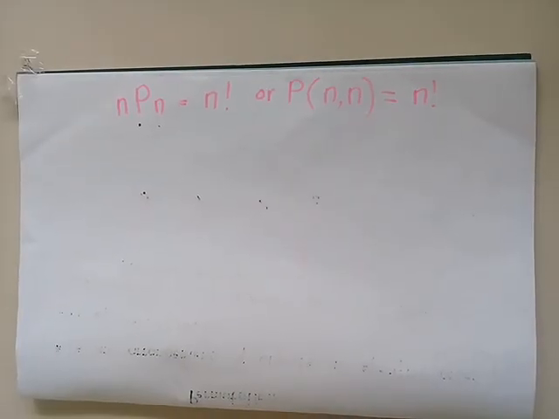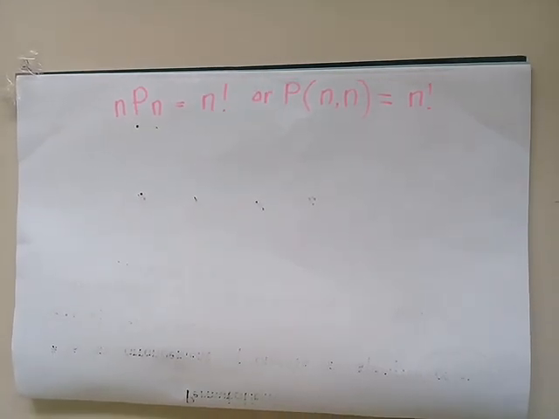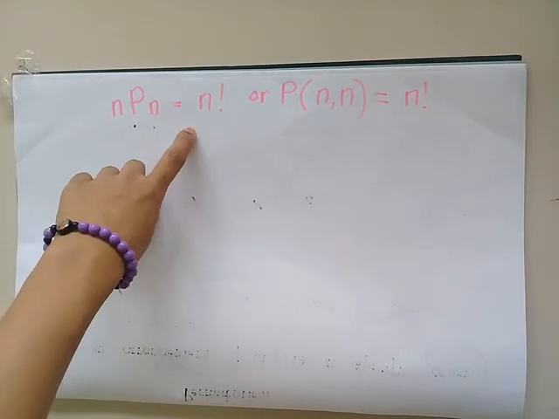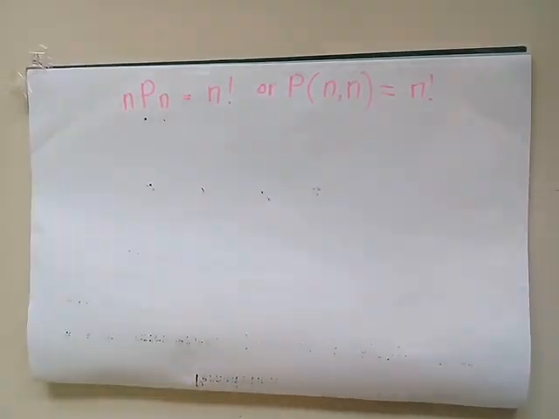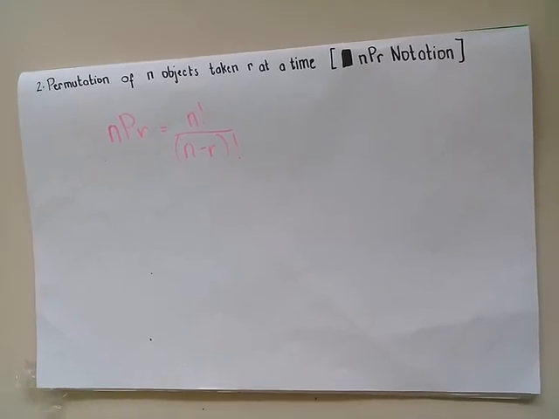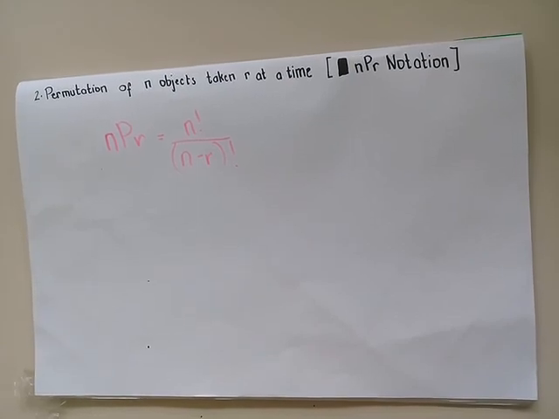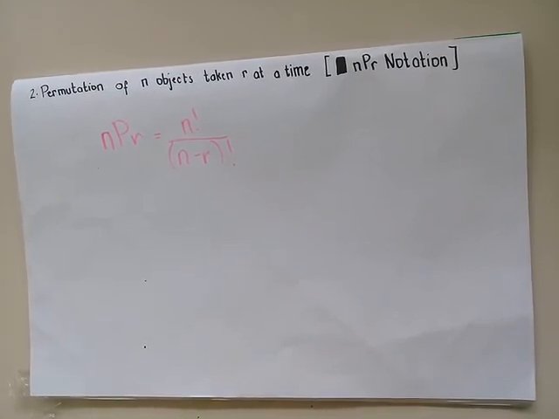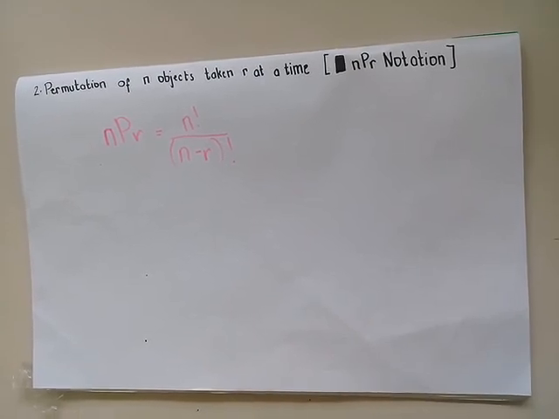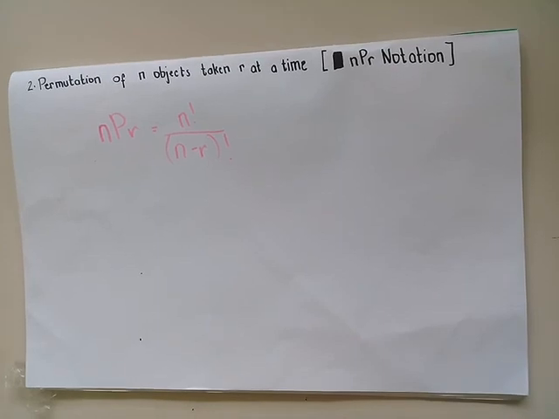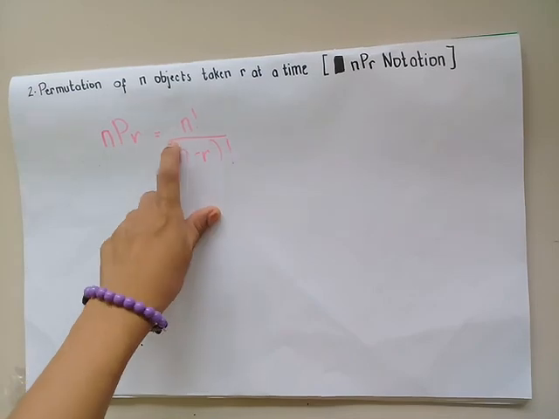If n are distinct objects, the number of arrangements or permutations P can be written as n permutes n is equal to n factorial, or P(n,n) is equal to n factorial. There are some instances that not all objects in a group of distinct objects are chosen. So this is a type of permutation of n objects taken r at a time, or also known as n permutes r notation. The formula for that is n permutes r is equal to n factorial over the quantity of n minus r factorial.